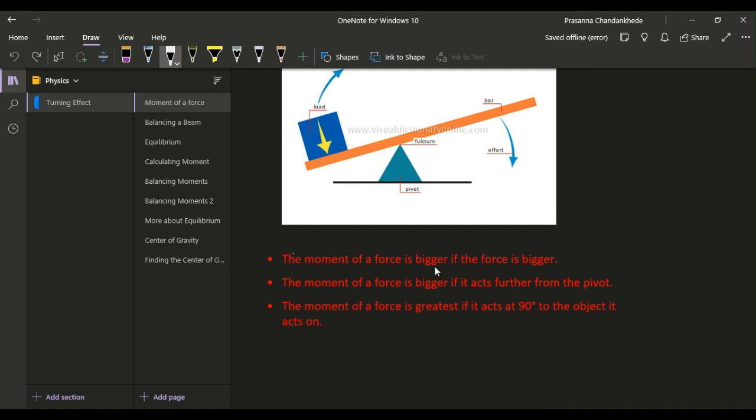The moment of a force is bigger if the force is bigger. The moment of a force is bigger if it acts further from the pivot. The moment of a force is greatest if it acts at 90 degrees to the object it acts on. So this is 90 degrees.